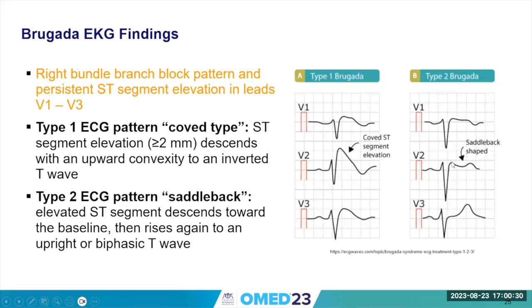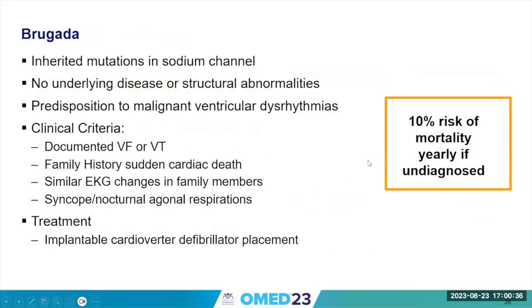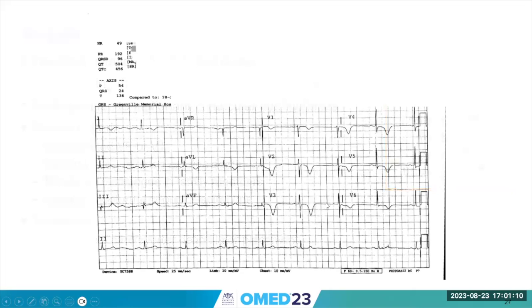So I don't want to dwell on it too much, but it is something that is important to watch out for, this Brugada syndrome, because this is an inherited mutation in the sodium channel, and these patients have a 10% risk of mortality yearly if undiagnosed. So they may not necessarily present with chest discomfort. You could just be screening them for something else, but they don't necessarily have any underlying disease. There's no structural abnormalities. It's just due to sodium channels, they have a predisposition to malignant ventricular dysrhythmias. So here are the clinical criteria associated with this, something to watch out for when you are screening people for EKGs.